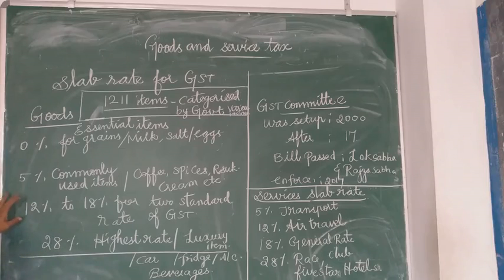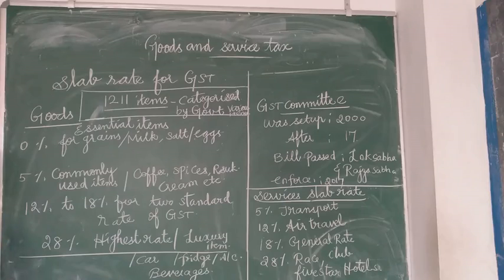If a wholesaler wants to purchase any raw material from the manufacturer, he has to pay 18%. Depending upon central or state, the rate will vary. Then 28% is the highest rate, applicable on luxury items like fridge, AC, beverages, and cars. For these items we have to pay 28% GST.